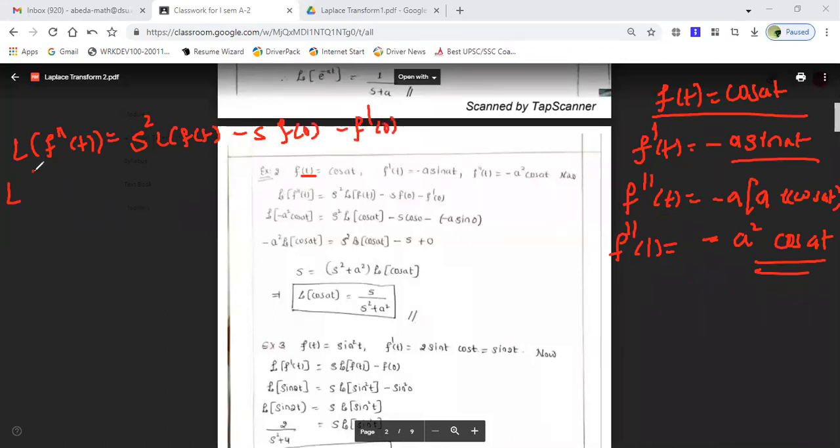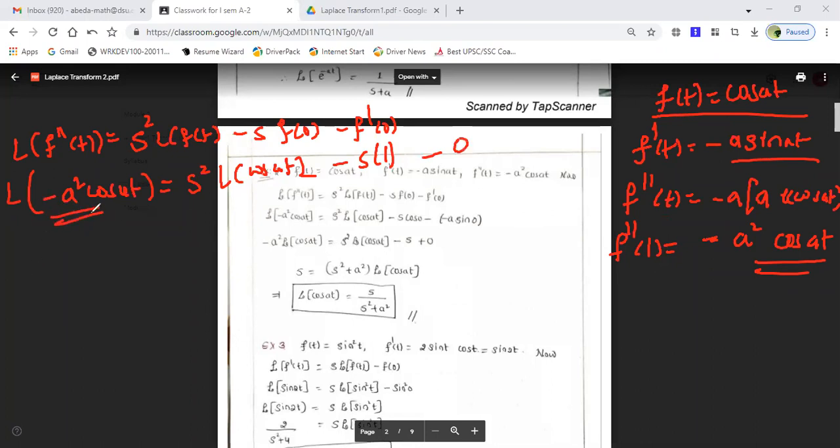This is equal to L of f double dash of t means it is what? It is f double dash is minus a square into cos at here is equal to s square into what is L of f of t? L of f of t is cos at, that is L of cos at, minus s into f of 0. So here your f of t is cos at, f of 0, wherever t is there, if I substitute 0 then it is 1, minus f dash of 0. F dash of 0 means it is minus a into sin at. Wherever t is there, if I substitute 0, then sin 0 is 0. This value will be 0. So what you are left with?